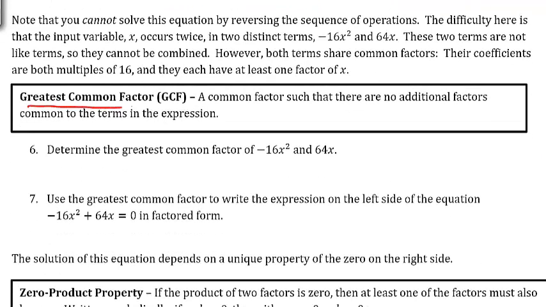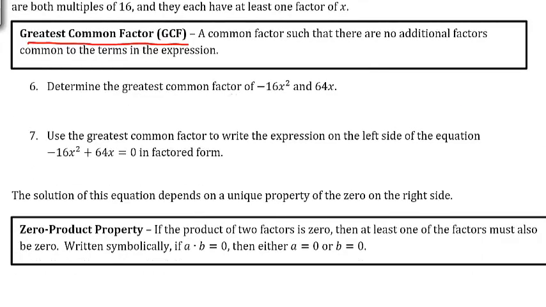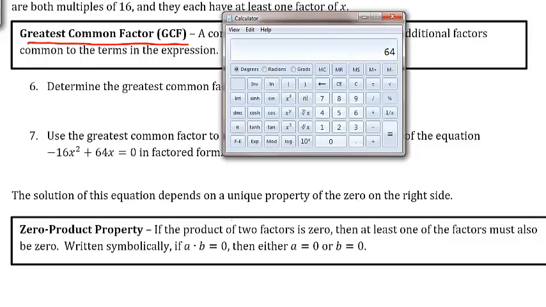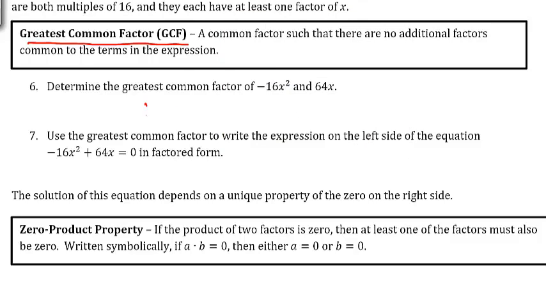So we're going to look at using our GCF, or greatest common factor, which is a common factor such that there are no additional factors common to the terms in the expression. Determine the greatest common factor of negative 16x squared and 64x. So let's just see what happens when we take 64 and divide it by 16. We get 4. So 16 is the largest number that divides both 16 and 64. And this has 2 x's, but this one only has 1, and so what they have in common is the 1 x. So 16x is the GCF.